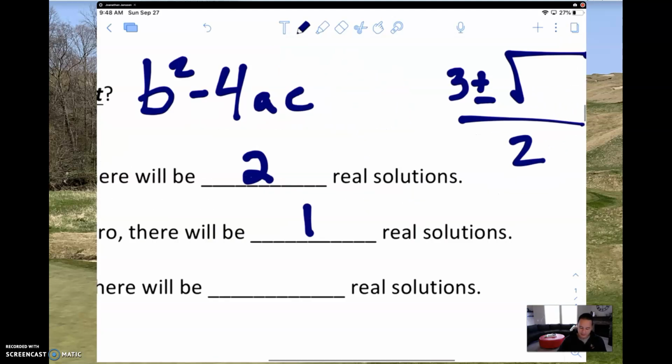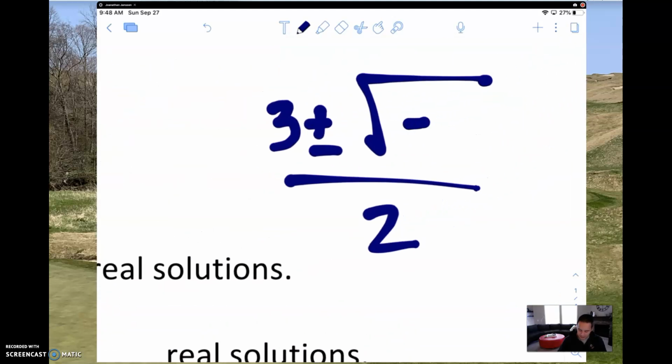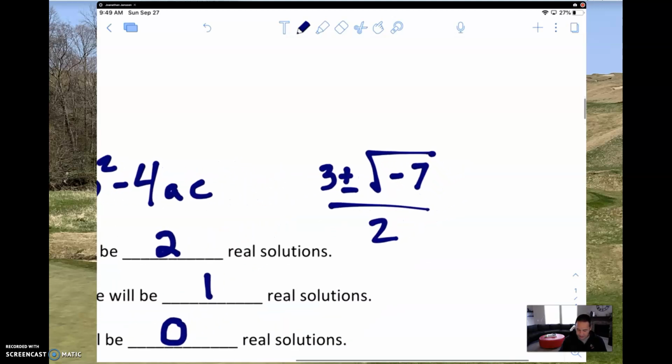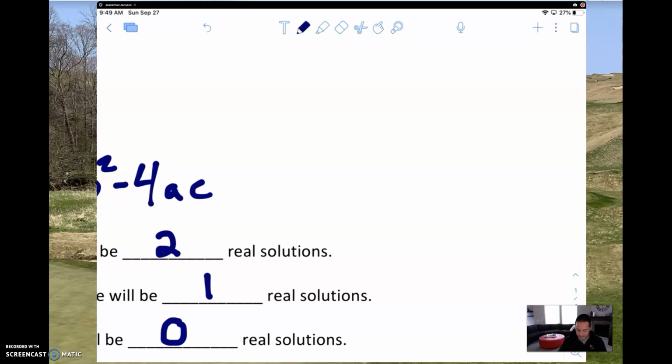And if the discriminant is negative, let's try putting a negative 7 in here. You can't take the square root of a negative number, so it leads to 0 real solutions.